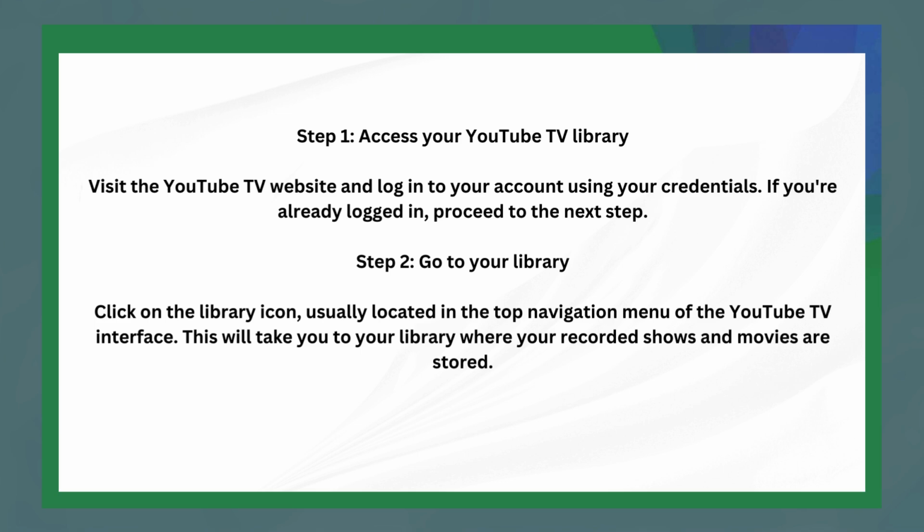So the following step is to go to the library. So click on the library icon, usually located in the top navigation menu of the YouTube TV interface. This will take you to your library where your recorded shows and movies are stored.